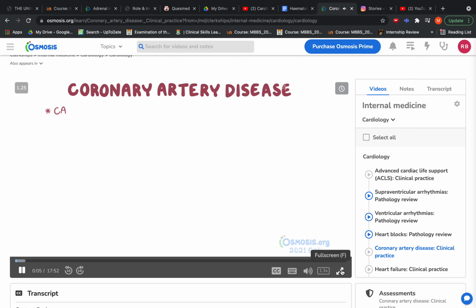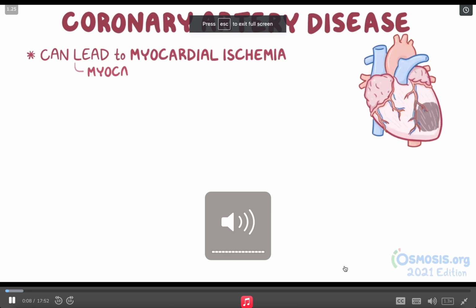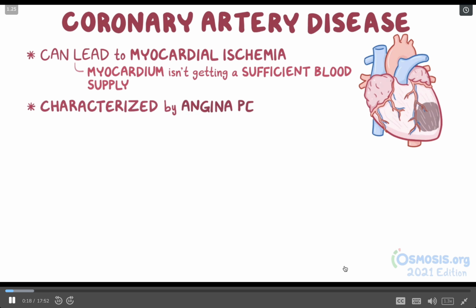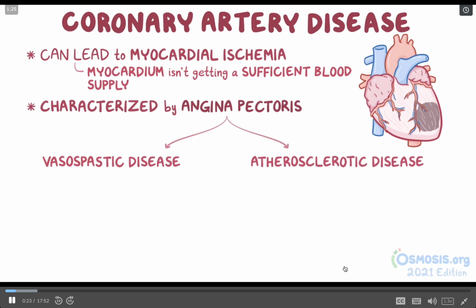Coronary artery disease can lead to myocardial ischemia, which is when the myocardium isn't getting a sufficient blood supply, so there isn't enough oxygen to meet the heart's demands. And coronary artery disease is characterized by a type of chest pain called angina pectoris, which can be due to either vasospastic disease or atherosclerotic disease.